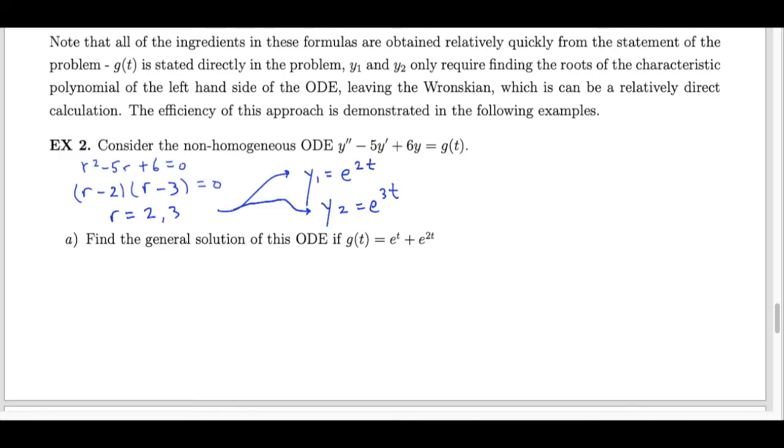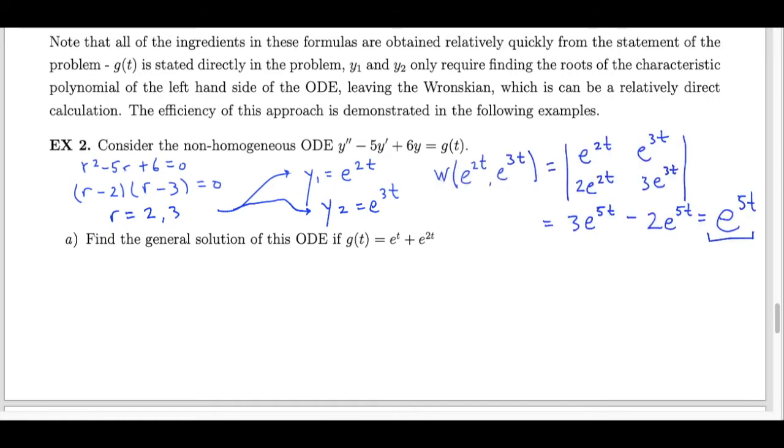Here I've identified the solutions to the homogeneous version of this differential equation. I've called y1 and y2 these two solutions that form a fundamental set of solutions. And then I'll go ahead and calculate the Wronskian of these two solutions because I know that will be required in the solution method that I'm using now. And it looks like that Wronskian equals e to the 5t.